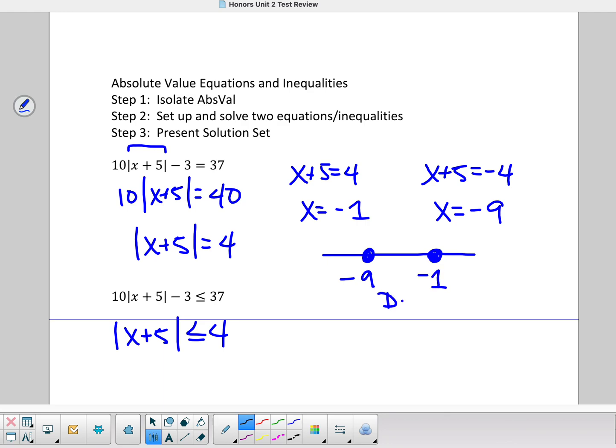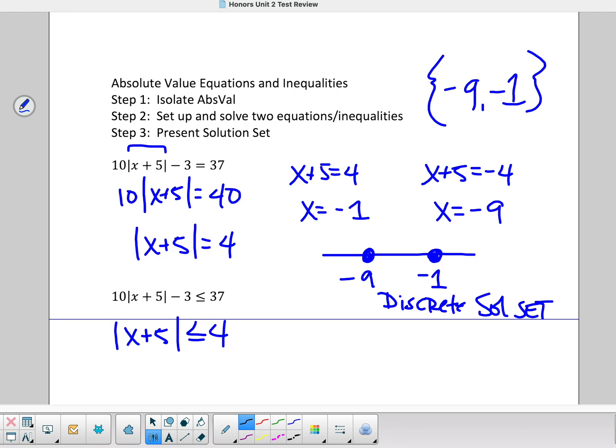So this would be my discrete or countable solution set. I have two members, a discrete solution set with two numbers only. And I would present it in set notation: negative 9, comma, negative 1, closed up with the braces. No shading needed because I only have two solutions, the two plotted points.